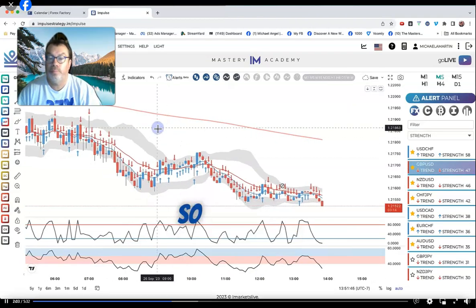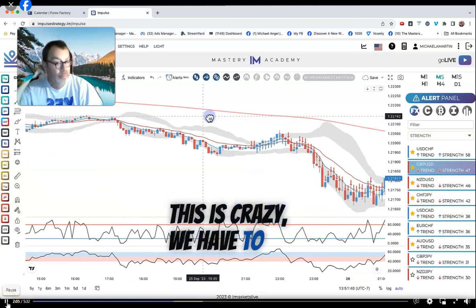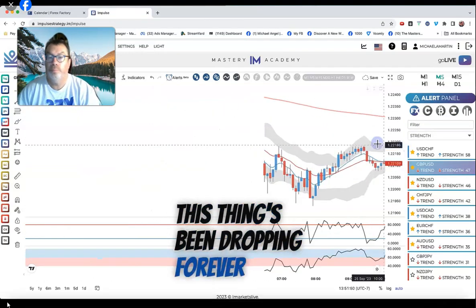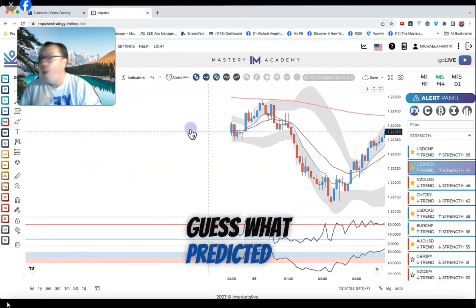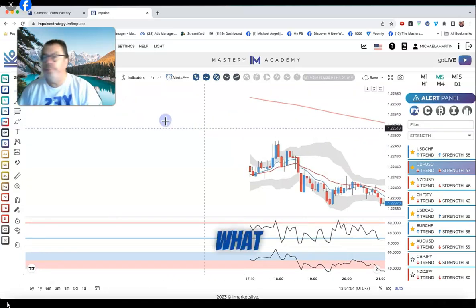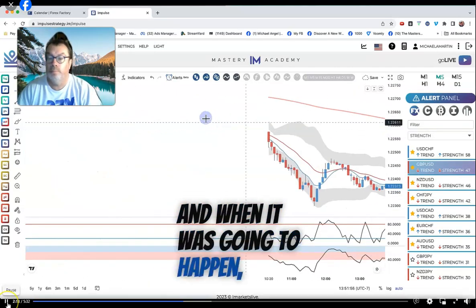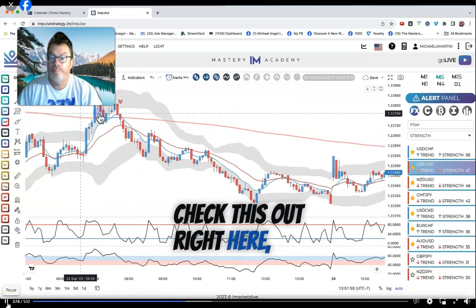So here's pound USD. Check this one out, right? This is crazy. We have to go way back because this thing's been dropping forever. And guess what predicted what direction and when it was going to happen? Check this out right here. All right, there we go.